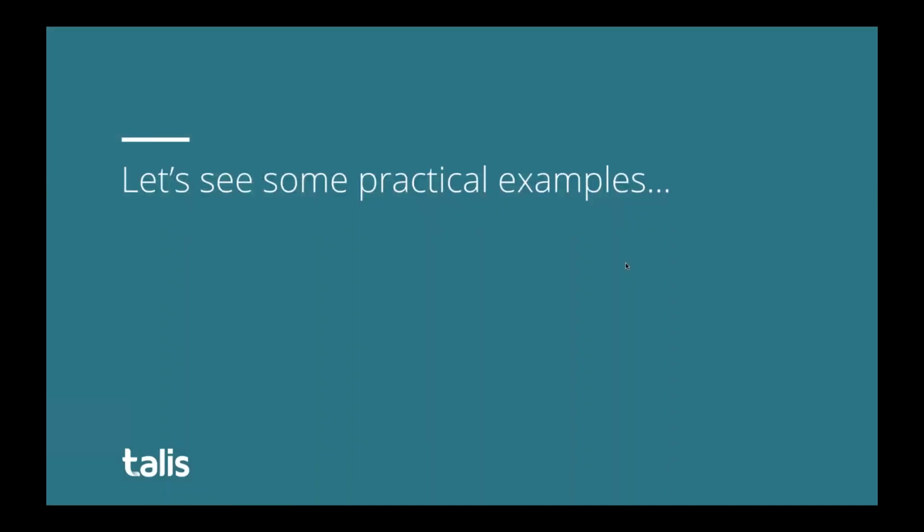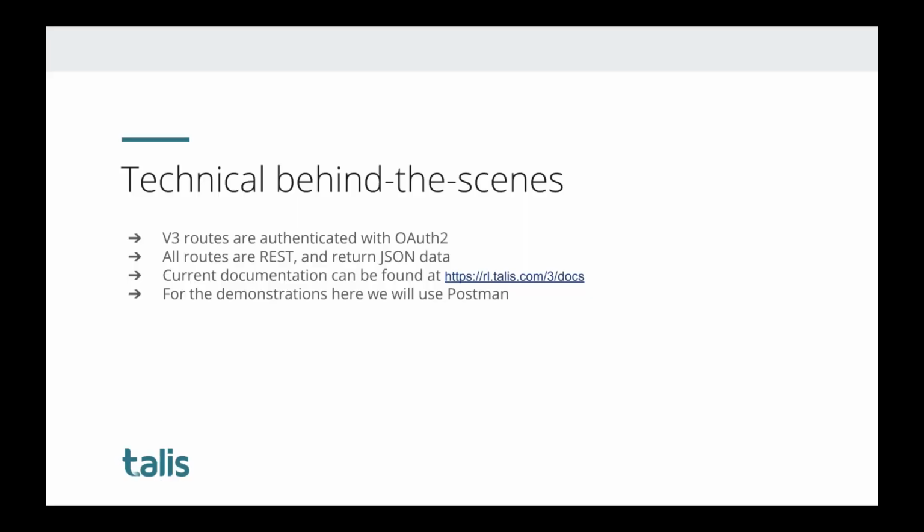Let's look at some actual practical examples, which is why some of us are here. Before getting into the technical examples, I just want to go over some of the behind the scenes stuff. I've already gone over a lot of this, but I just need to make sure we're all comfortable with it. All of the V3 routes are authenticated with OAuth 2. So we give you a key and secret, you authenticate, you get a token, and you can then make requests. We'll go through how you do that in just a second.